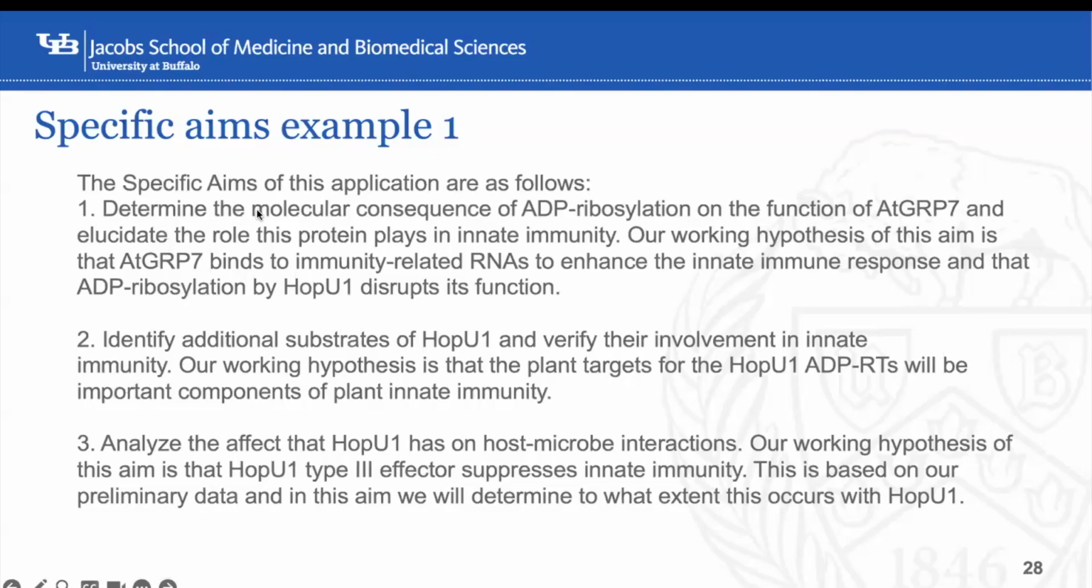But what you see here is that they each will determine, identify, analyze, so very specific things that they're going to do. And then our working hypothesis, our working hypothesis, our working hypothesis, consistency, right? I see sometimes grants where there's a working hypothesis in aim 1 and then aims 2 and 3 don't have one. Again, that's okay, but my brain was going to look for one because I got used to it. I like this, so I want to see the same thing here, right? Again, consistency.